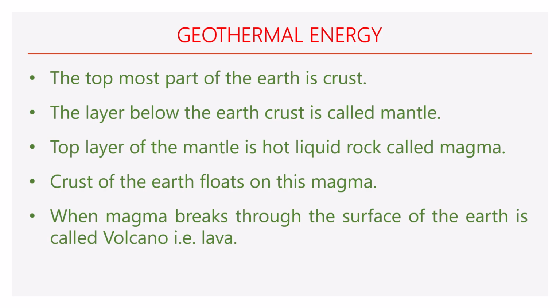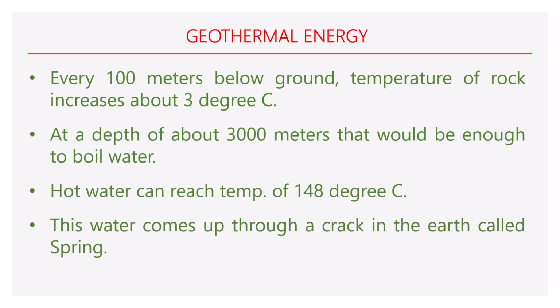Now geothermal energy. The topmost part of the earth is the crust. The layer below the earth's crust is called the mantle. The top layer of the mantle is hot liquid rock called magma. The crust of the earth floats on this magma. When magma breaks through the surface of the earth, it is called a volcano or lava. Every 100 meters below ground, the temperature of rock increases about 3 degrees. At a depth of about 3000 meters, that will be enough to boil water.